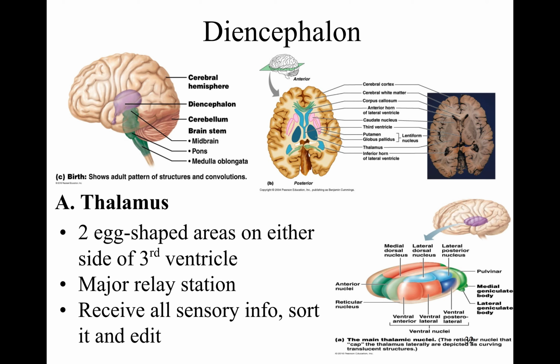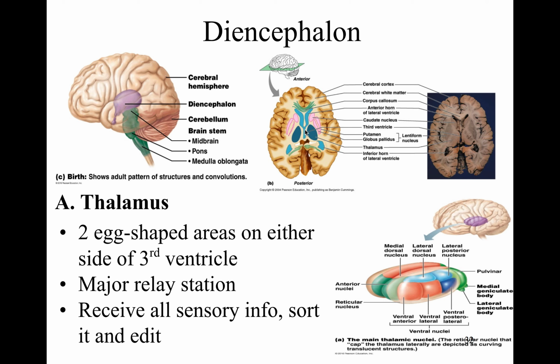The diencephalon is composed of three paired structures, the thalamus, the hypothalamus, and the epithalamus. First, we're going to take a look at the thalamus. The thalamus composes about 80% of the diencephalon. So the diencephalon is shown here. The thalamus is composed of two egg-shaped areas on either side of the third ventricle. So we can see that right here. So the thalamus is these two egg-shaped areas that are flanking the third ventricle.